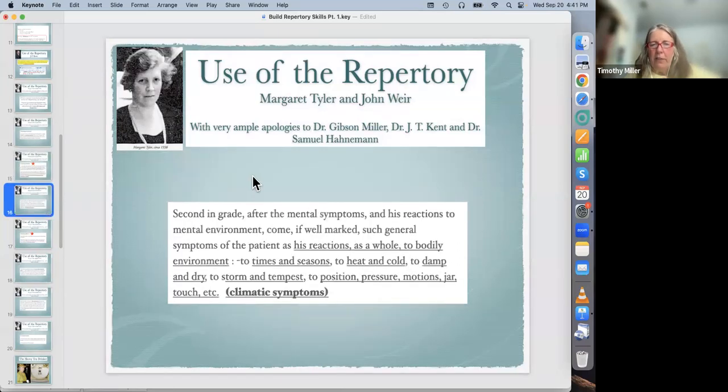The second in grade, so she's talking again about the order of importance of our rubrics. Second in grade after the mental system, symptoms and reactions to mental environment come such general symptoms of the patient. She calls these, I noted here at the bottom, climatic symptoms. We're talking about reactions to the environment, temperature, times and seasons, what we would call our generalities, right? But we're talking about the physical generalities in relation to the environment. This would be her second order of symptoms. She is calling climatic symptoms.